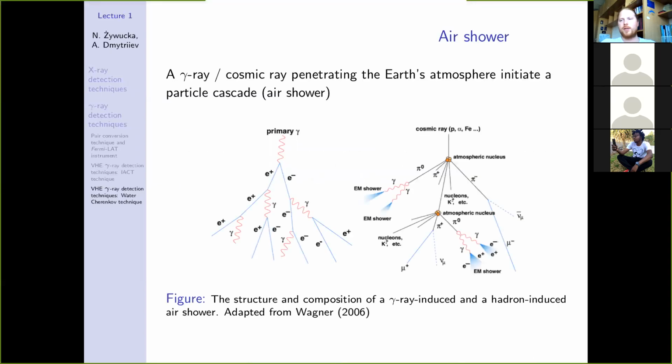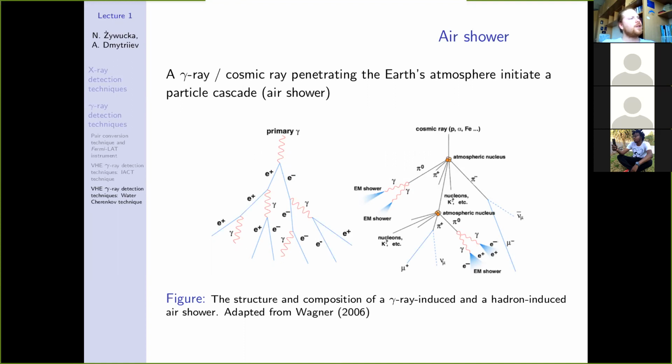So let's get started. As a reminder, what we want to detect is gamma rays in the TeV energy range coming from distant sources. When a gamma ray, or also background particles, cosmic rays, strike the atmosphere, they induce cascades. The gamma ray produces an electron-positron pair in the vicinity of a nucleus. This is Bethe-Heitler pair production.